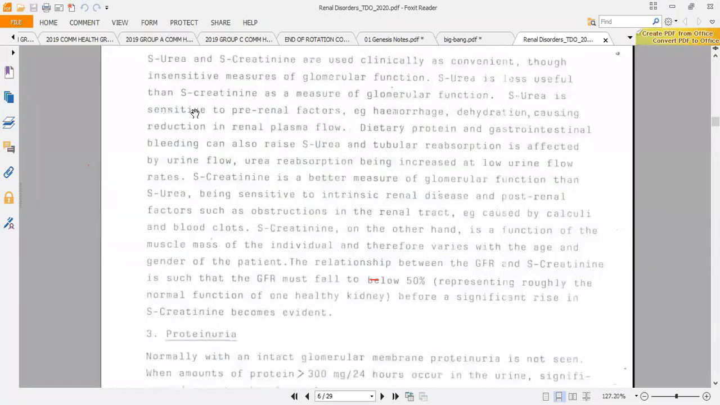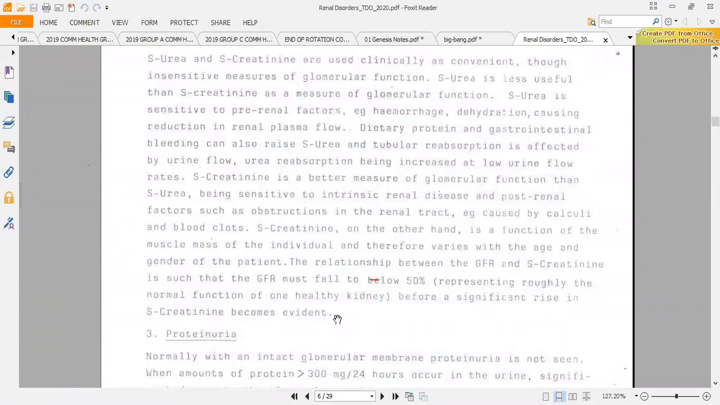Now, between GFR and serum creatinine level, the question is, which one is more sensitive to someone with kidney damage? And the answer is GFR. This is because you can look at this side. In the relationship between the GFR and the serum creatinine level, the GFR must fall below 50% before you can get a significant rise in the serum creatinine level.